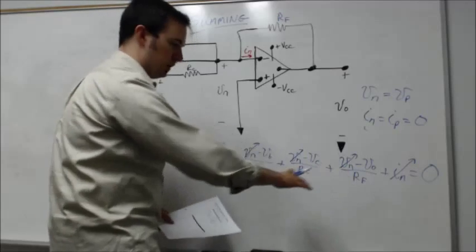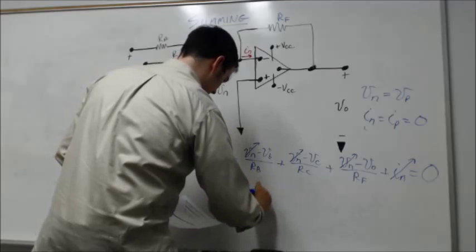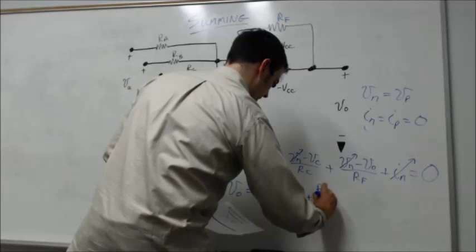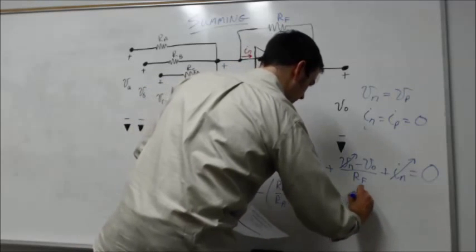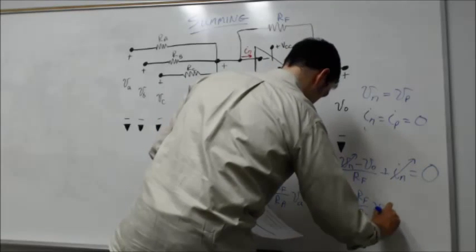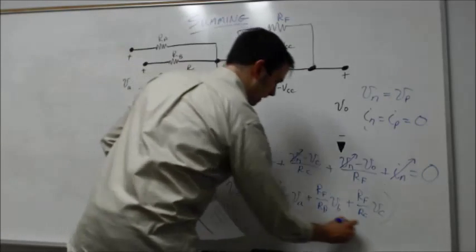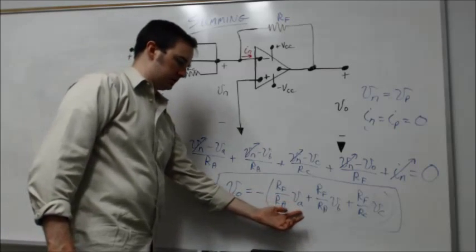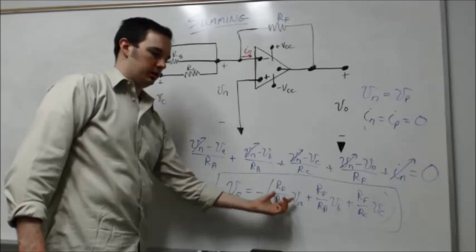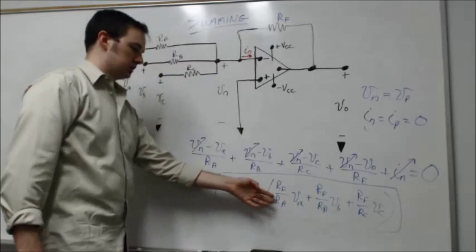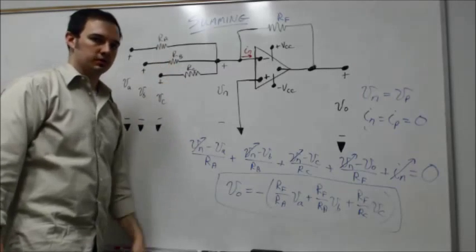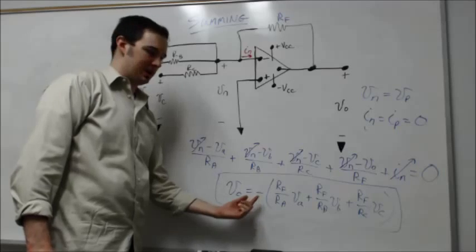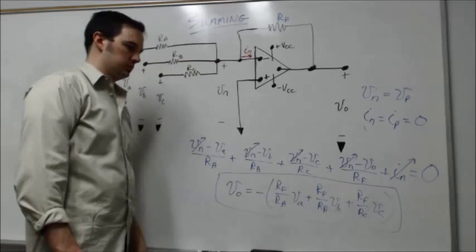I could solve this equation for V naught to come up with V naught equals minus RF over RA times VA plus RF over RB times VB plus RF over RC times VC. And so this is our generalized expression relating the output voltage to each of the given input voltages. You can see how we're adding the impact of each of these input voltages, but we're also scaling, or using a gain factor, for each of the given inputs. Each gain is tied to the value of its respective resistor sitting in series with the source. Also notice that we are inverting, this negative sign. We're inverting the output with respect to the sum of those three input voltages.